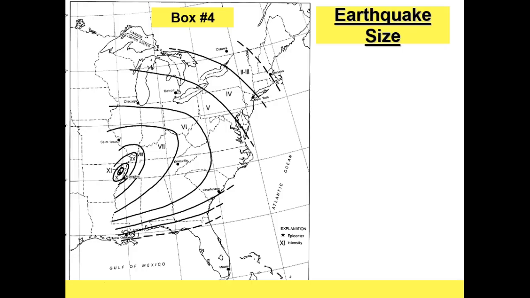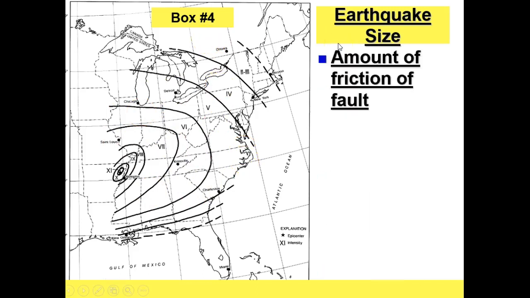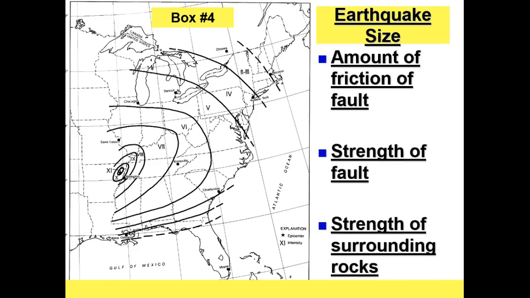Alright, in terms of earthquake size, here is where this particular earthquake took place, and then it's going to radiate out in the form of what we call isoseismal lines in terms of intensity. So in box number 4, you're going to title it Earthquake Size. Earthquake size is based on the amount of friction of the fault, the strength of the fault, and then the strength of the surrounding rocks. Again, if you need to pause to write down these notes, do so.